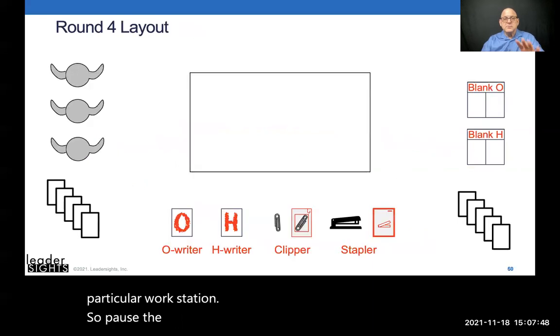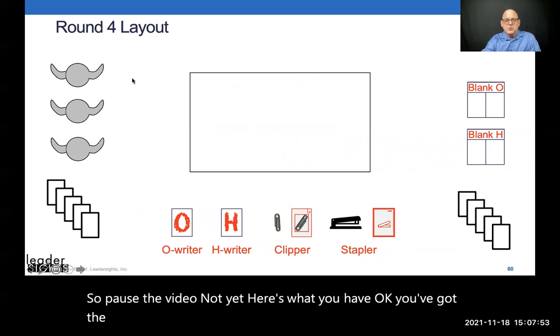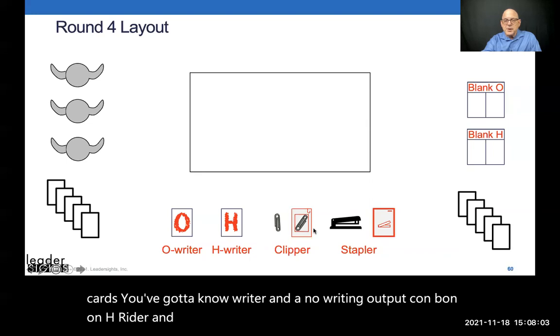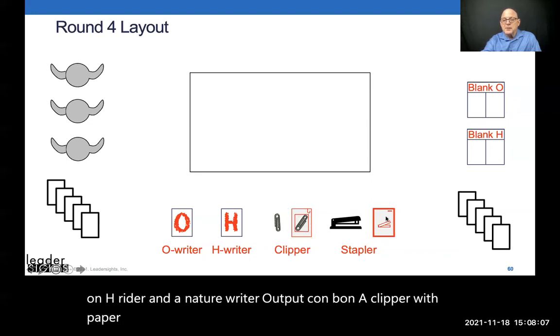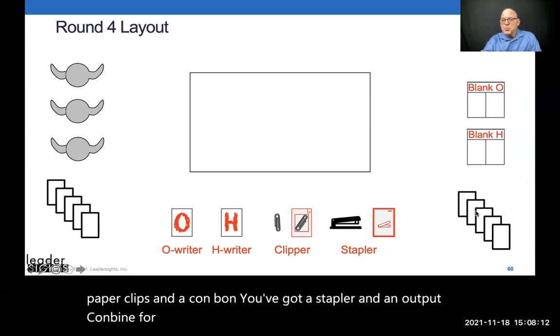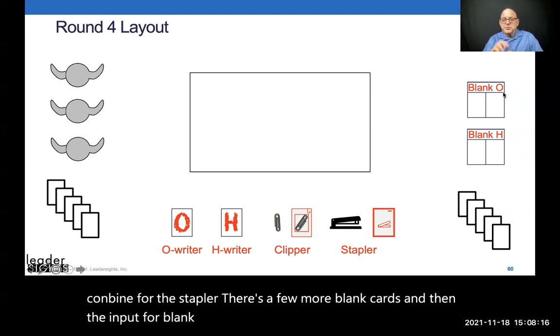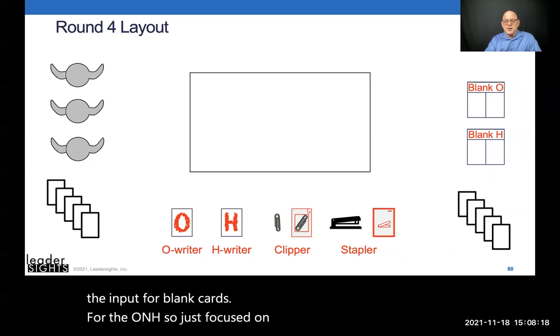So pause the video. Well, not yet. Here's what you have. You've got the table space. You've got 3 operators. You've got some blank cards. You've got an O writer and an O writer output Kanban, an H writer and an H writer output Kanban, a clipper with paper clips and a Kanban. You've got a stapler and an output Kanban for the stapler. There's a few more blank cards, and then the input for blank cards for the O and the H. So just focus on the OH work cell.